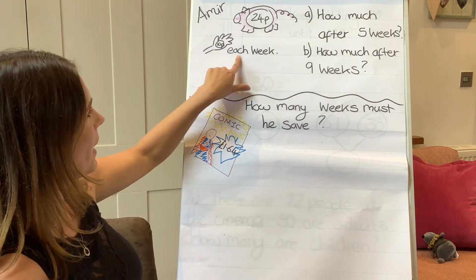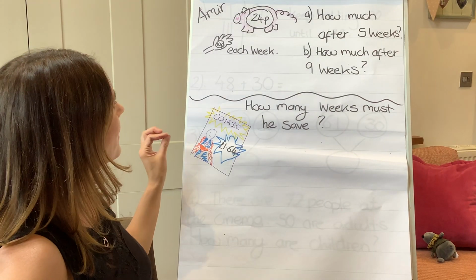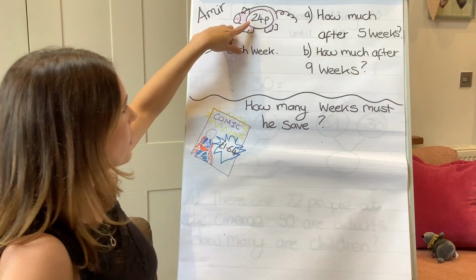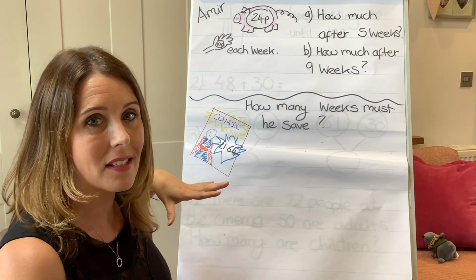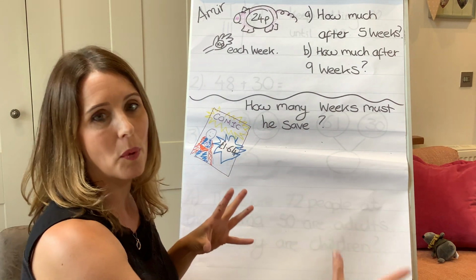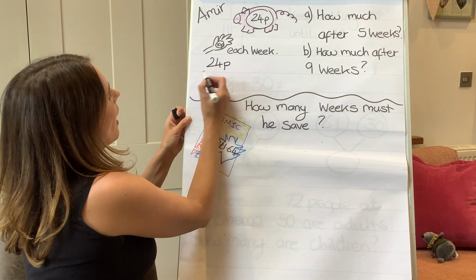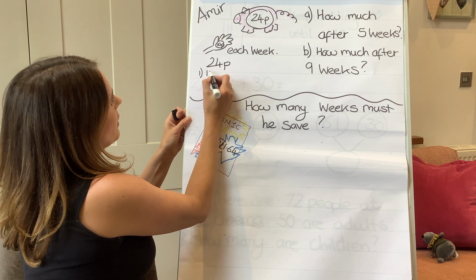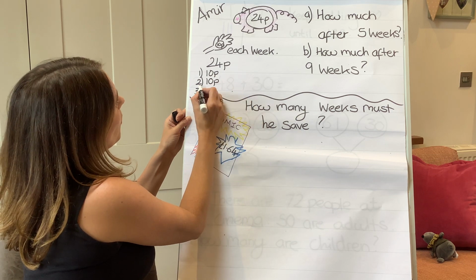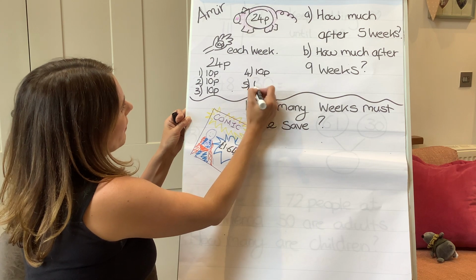So he gets 10p pocket money given to him each week, okay? Gets 10 pence. How much will he have after 5 weeks? So he starts off with 24 pence and he's going to get 10 pence for the next 5 weeks. So you can think of it that he's got 24 pence, and then on week 1 he's going to get another 10p. On week 2 he's going to get another 10p. On week 3 another 10p. On week 4 another 10p, and on week 5 another 10p.